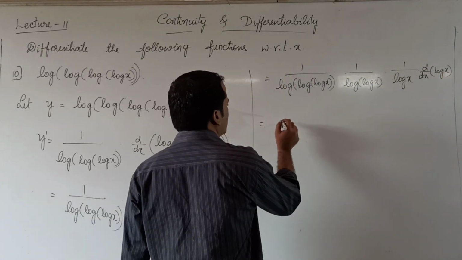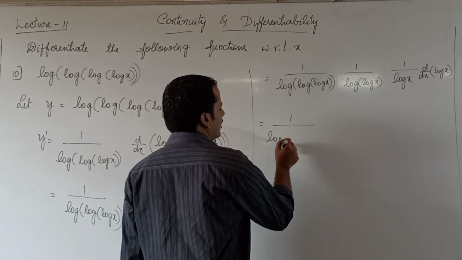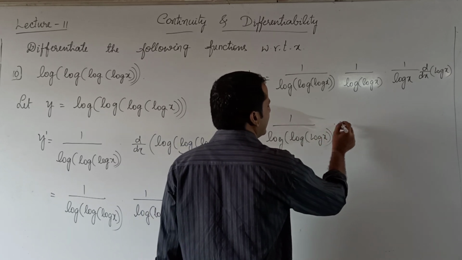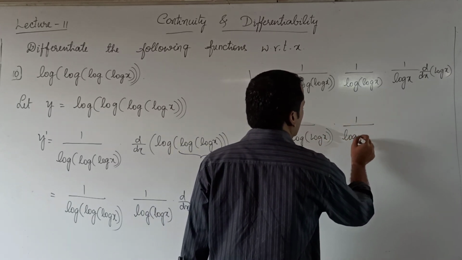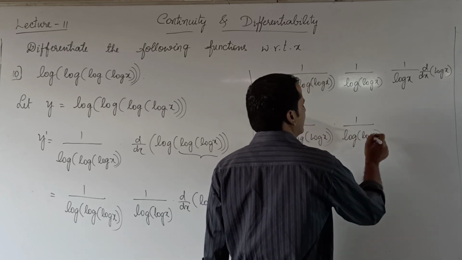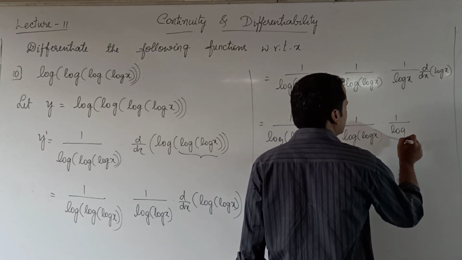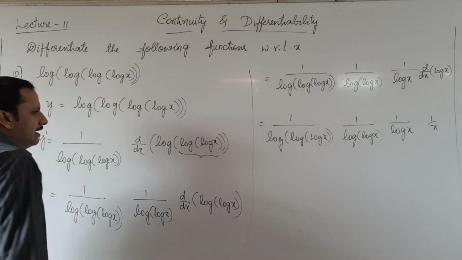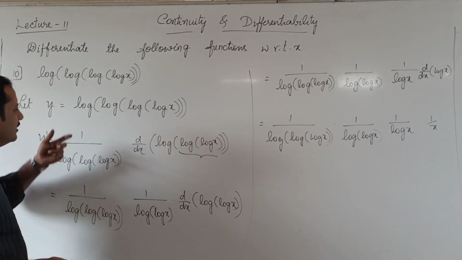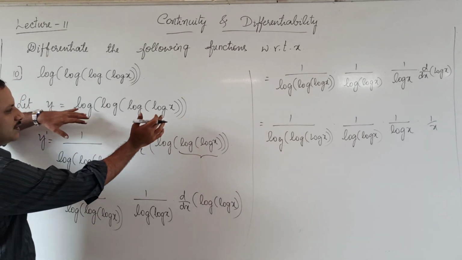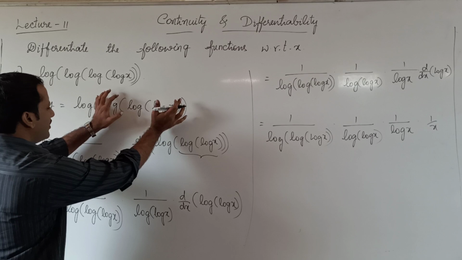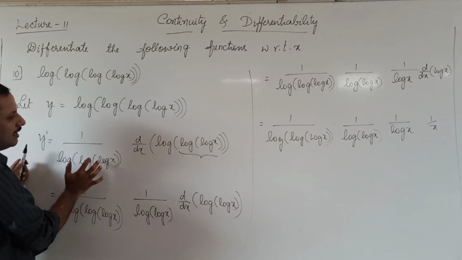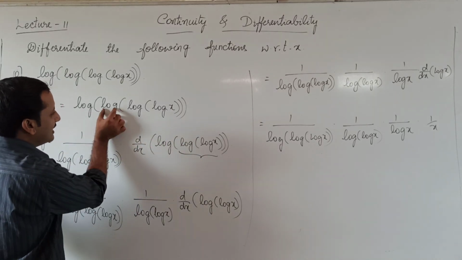Okay, so this is equal to 1 by log x into 1 by log x into 1 by log x into 1 by x. Okay, I'll just explain again. You have log x. First we will imagine this as x. So the derivative of log x is 1 by x. First we have differentiated this log, and then we have to differentiate the inner log.